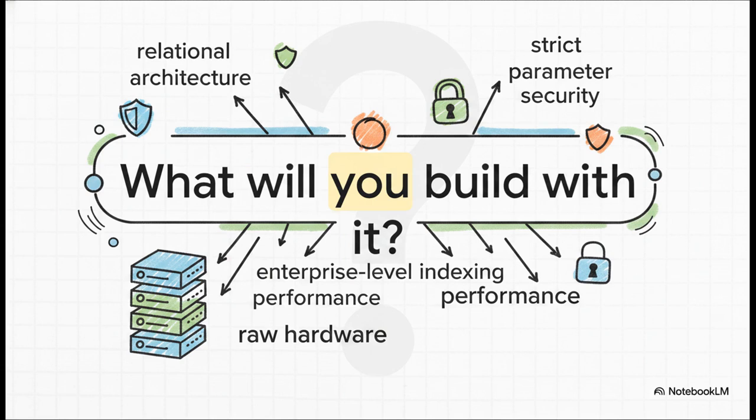And there you have it. We've taken raw hardware, solved the persistence problem with elegant relational architecture, locked it down with strict parameter security, and supercharged the performance with enterprise-level indexing. Your database is now structured, secured, and indexed. So what does this all mean? The only question left is, what are you going to build with it? Are you ready to architect something that survives the ultimate test of scale? Take these concepts into your next build.